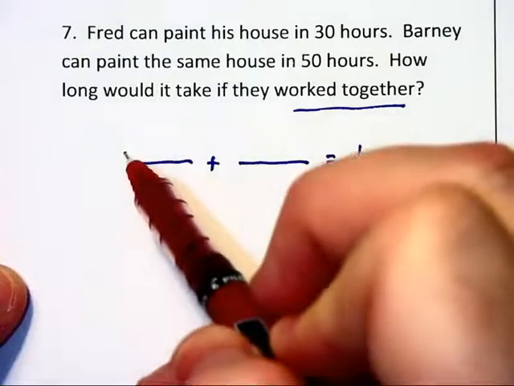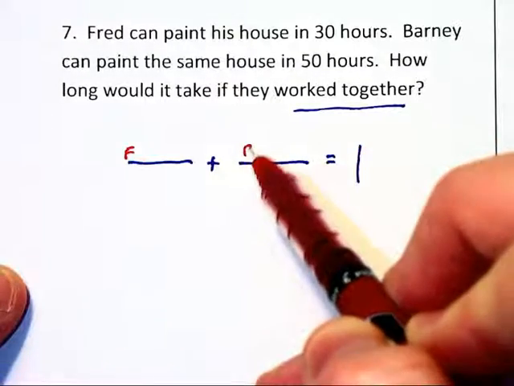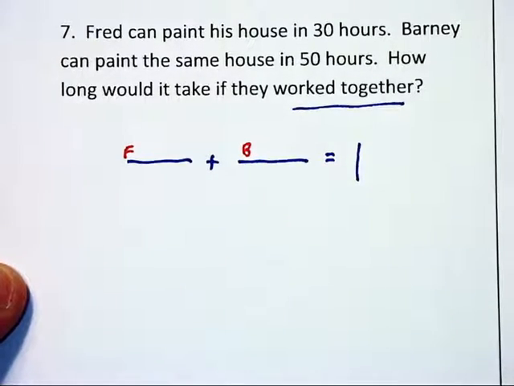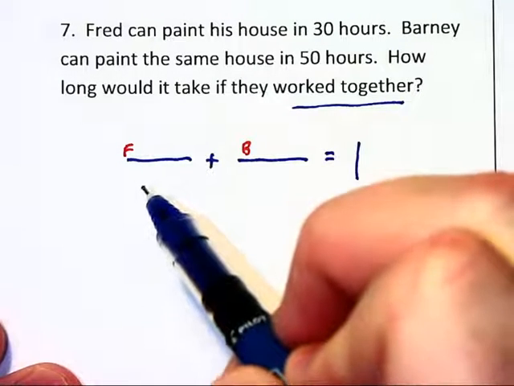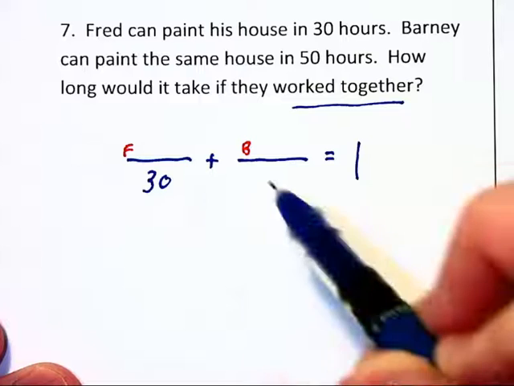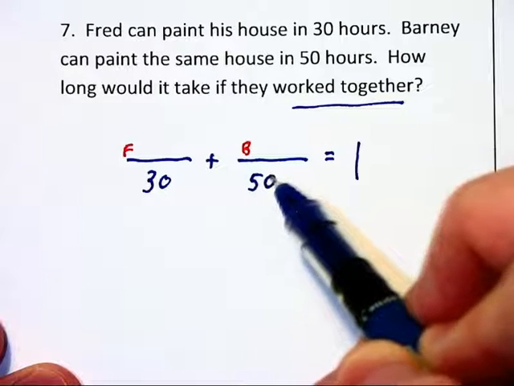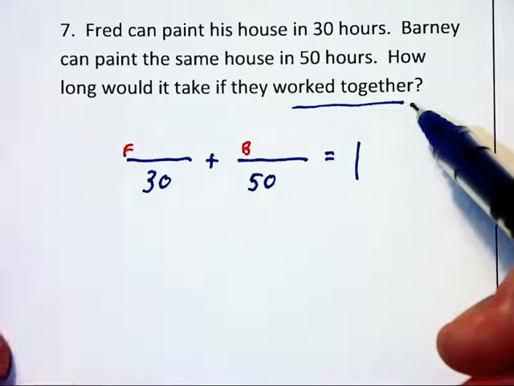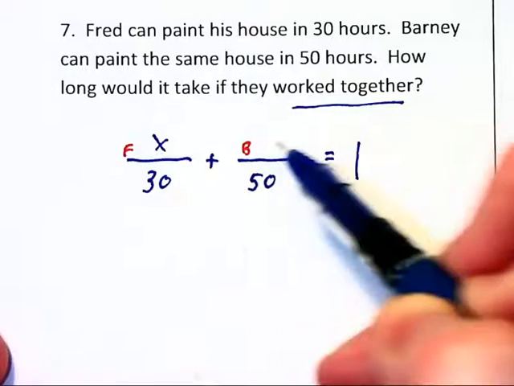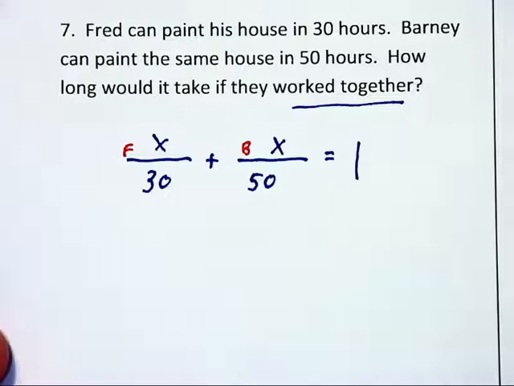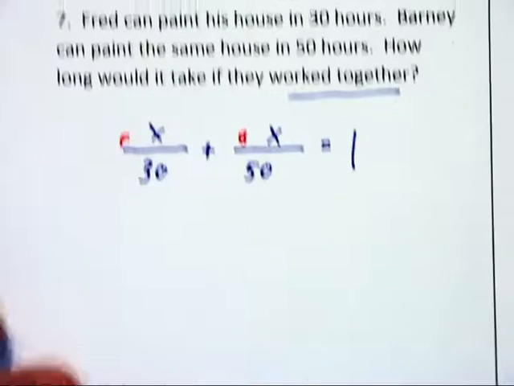If you want to label this as F for Fred and B for Barney, go for it so you know whose fraction is whose. Fred can paint the house in 30 hours. That is an alone time, which I put down below, and Barney's alone time would be 50. How long would it take if they worked together? We don't know that, but they're working for the same amount of time, so that will be x, which we're solving for, and it will be the same for both people.